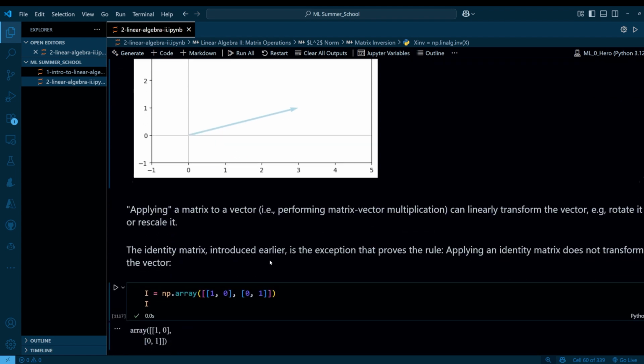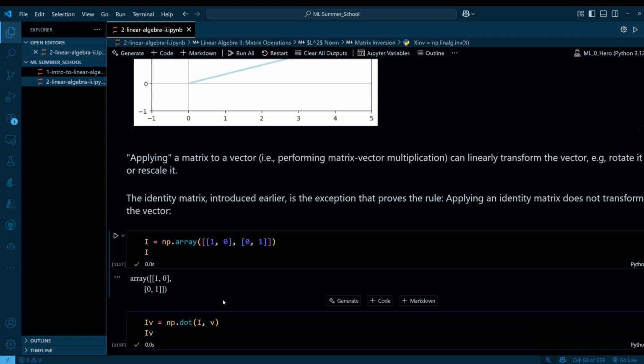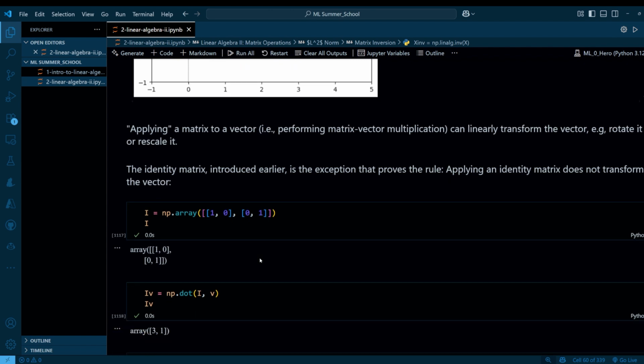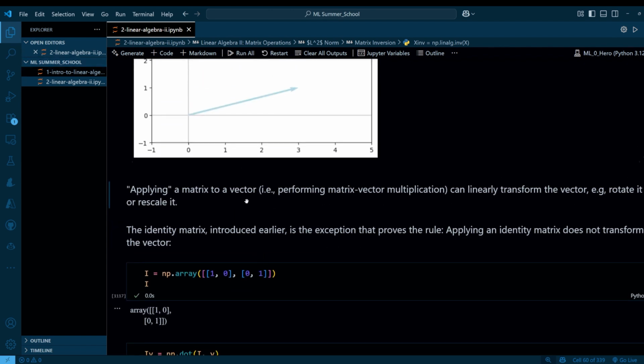Now what happens when applying a matrix to a vector? If we apply a matrix to the vector, it can be rotated, rescaled, or linearly transformed in some way. The identity matrix introduced earlier is the exception that proves the rule. Applying an identity matrix does not transform the vector. That means if you multiply anything with the identity matrix, it does not change.